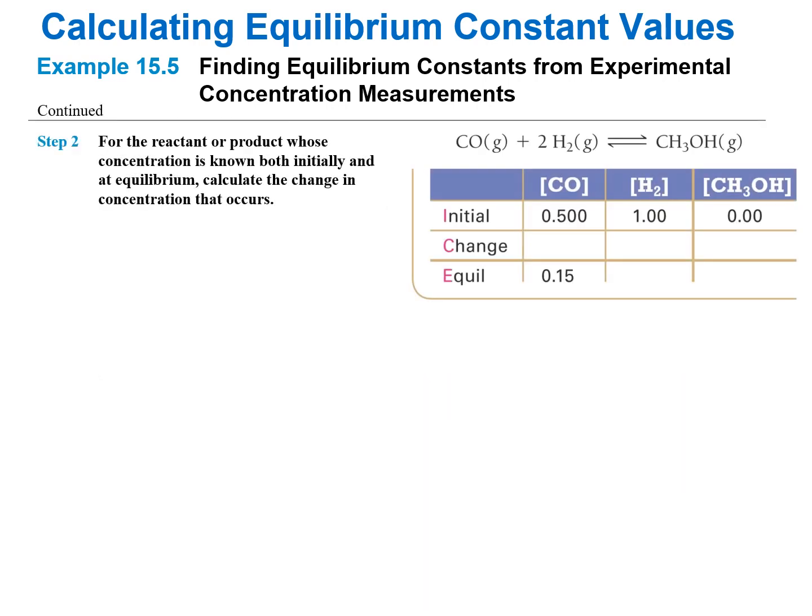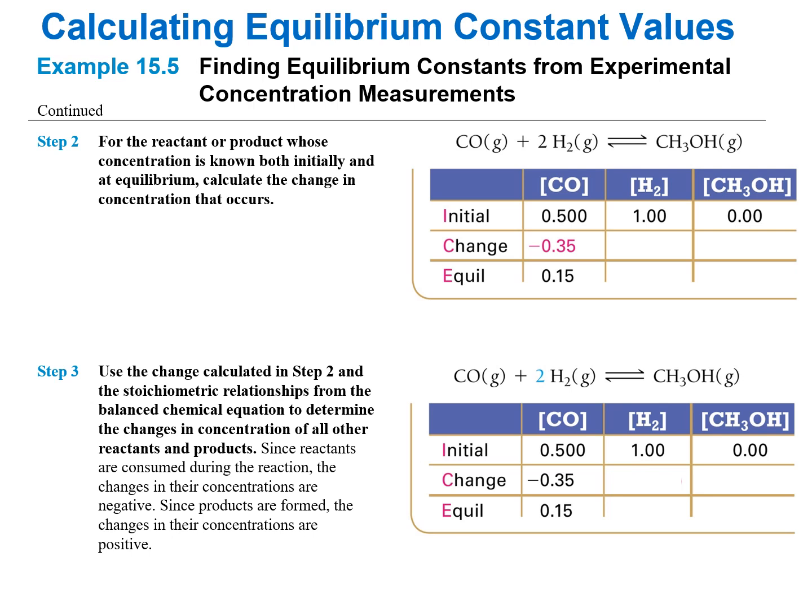All right, so what we're going to do next is we're going to look at the reactant or the product, in this case, it happens to be a reactant, that we know the initial concentration and the equilibrium concentration, and we're going to calculate the change. So for us, that's going to be carbon monoxide. So we know initially it came in at 0.5 moles per liter, and we ended up with 0.15. So if we do the math, the difference here is a loss of 0.35 moles per liter. All right, so far so good.